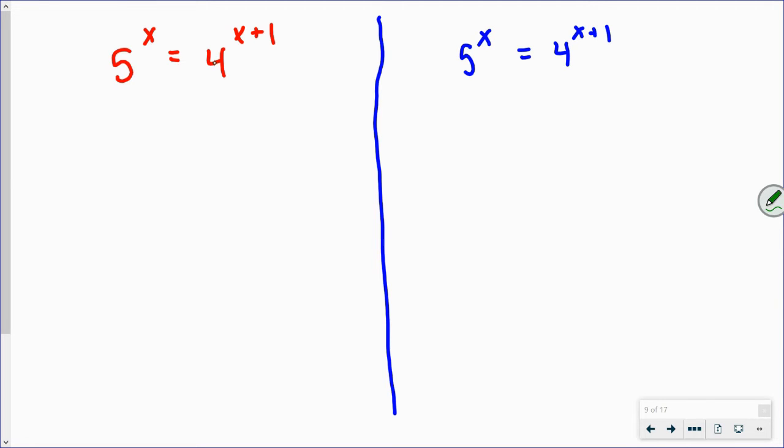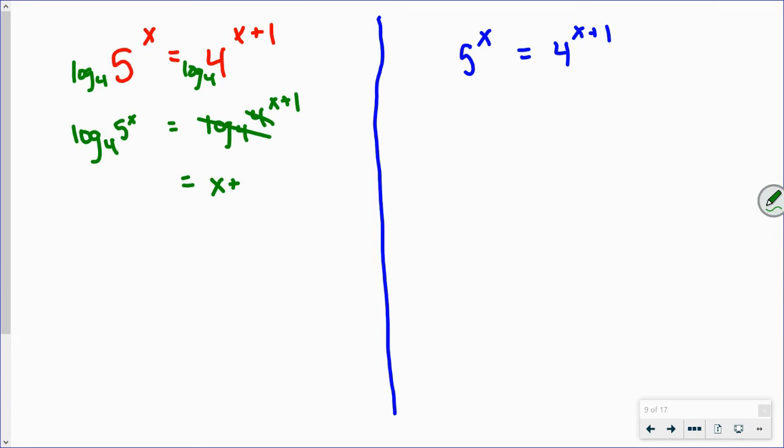So I'll do it both ways here. So here I'm going to start with what I think is the easiest way. I'm going to take log base 4 of both sides. So I have log base 4 of 5 to the x equals log base 4 of 4 to the x plus 1. Now on this one, your log base 4 and your 4 cancel. So you get x plus 1. Over here, nothing cancels, but this x comes out front. So you have x log base 4 of 5.